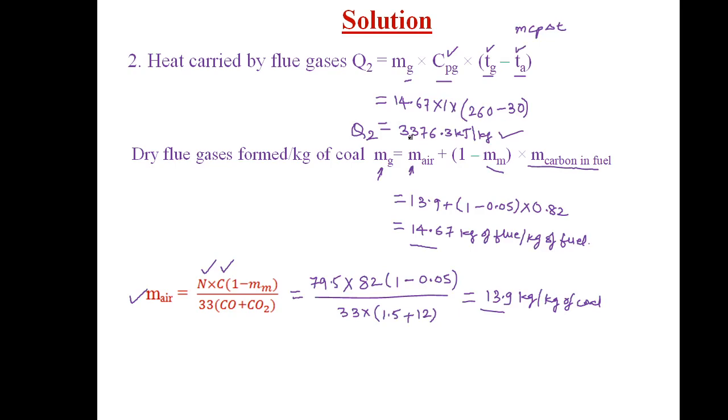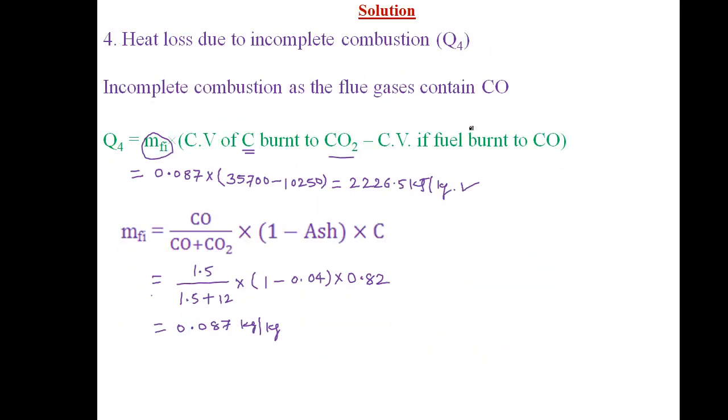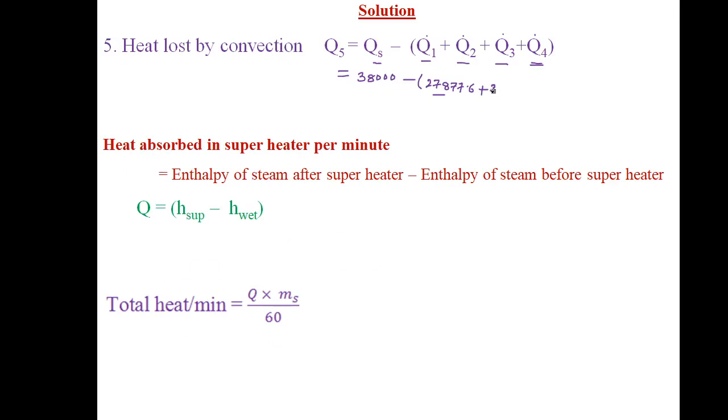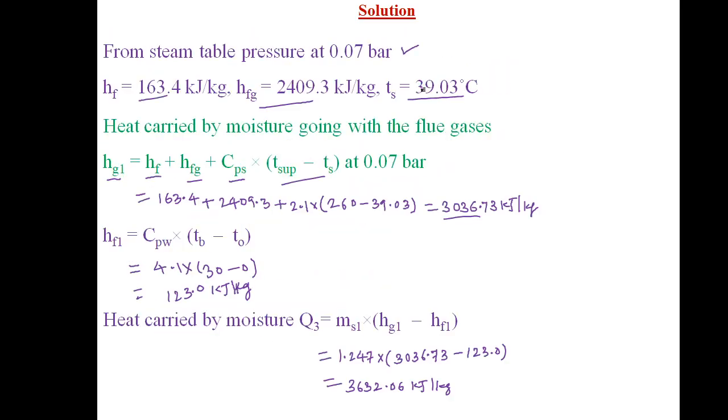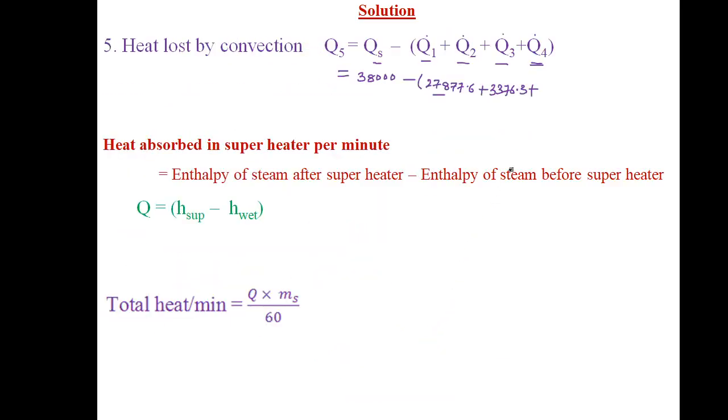Q2 is 3,376.3. Then Q3 is the amount of heat carried by moisture or steam in the flue gases. So Q3 here is 3,632.06.